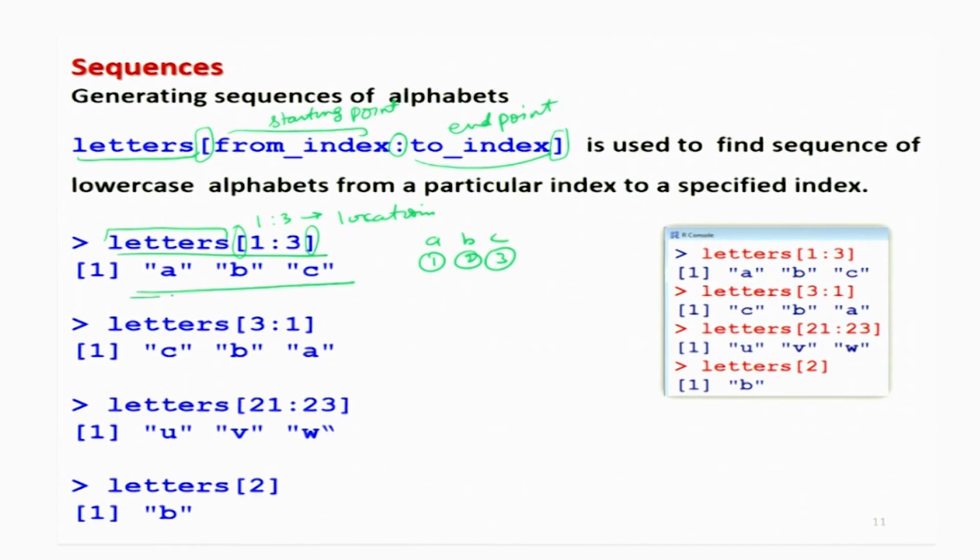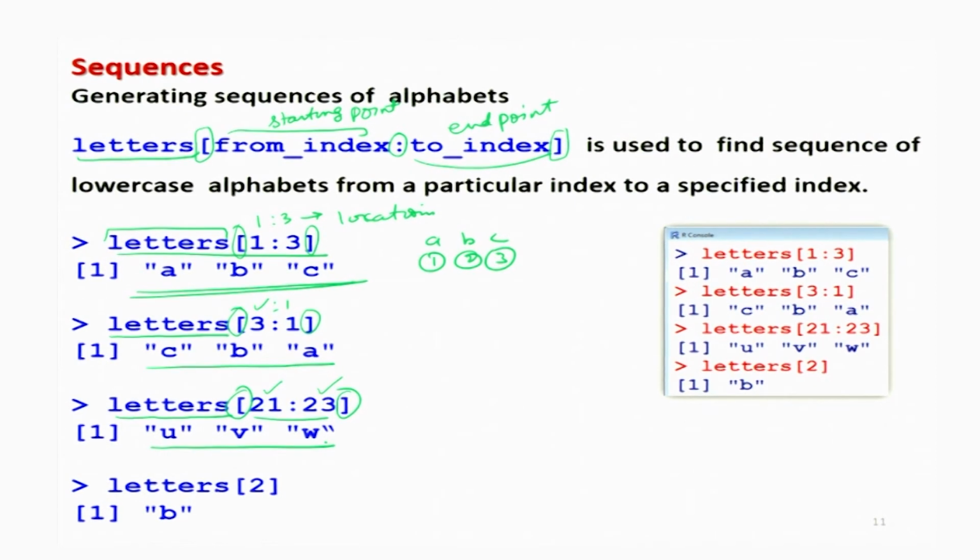Right. Similarly, if you want a sequence of alphabets from position number 3 to 1, you begin by writing LETTERS, and then inside the square brackets you write 3:1, and this will give you 3 alphabets C, B and A. Similarly, you can use arbitrary positions also. For example, if you want to know the alphabets at locations 21 to 23, you write LETTERS, and inside the square brackets 21:23, and this will come here as U, V and W.